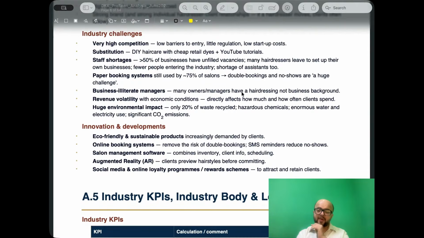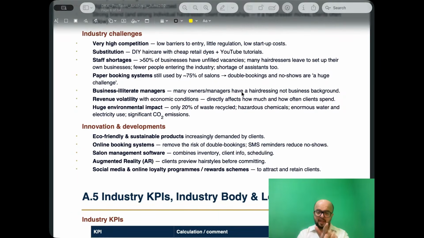High environmental impact, which comes up everywhere these days. ESG impact, right? Only 20% of waste is recycled. Hazardous chemicals, enormous water and electricity use, significant CO2 emissions. Now see, most of these salons probably don't even know anything about ESG. They don't know anything about environmental protection. So they are using these chemicals, they are cutting people's hair, and they are not even disposing of it properly. So it is entering the water supply systems and all of that. So naturally, the environmental impact is going to be significant.